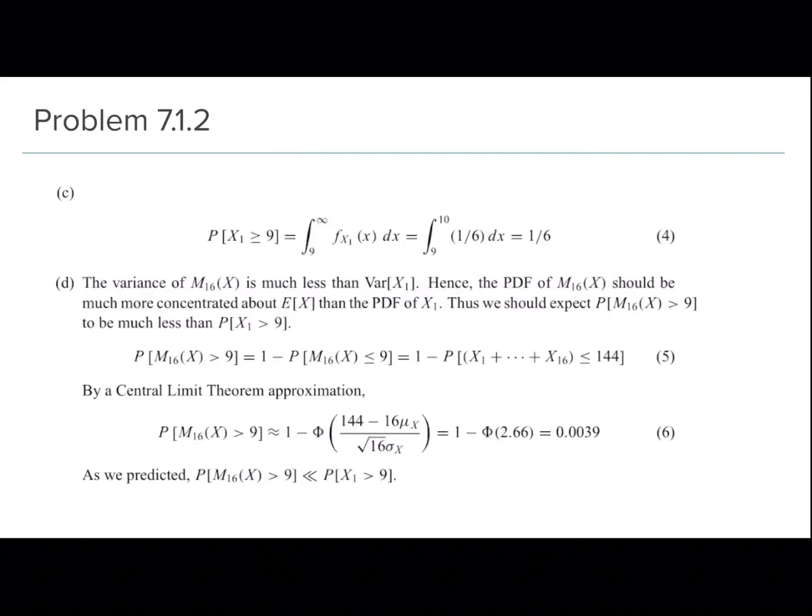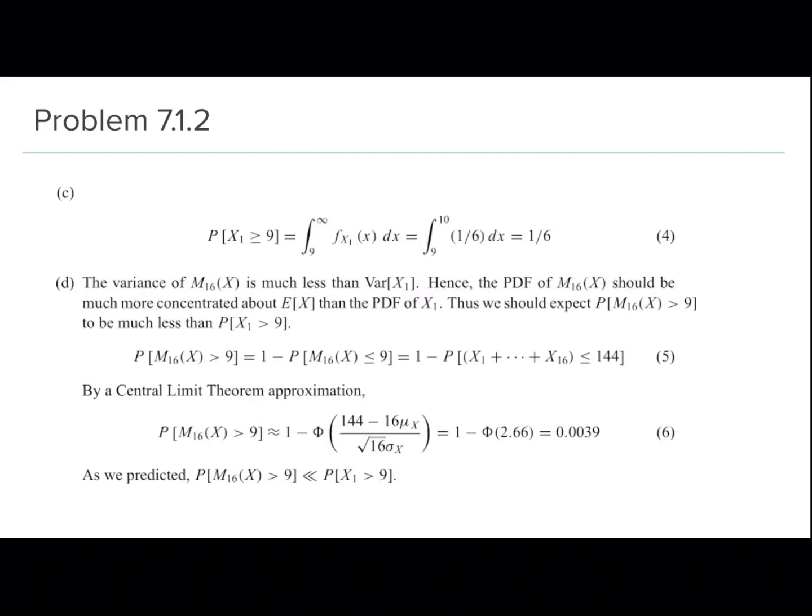So the probability that M16 of X greater than 9 is the same as 1 minus the probability that M16X is less than or equal to 9, and this can be replaced by something like a CDF, right? M16X is nothing but X1 plus X2 till X16 divided by 16. So 1 minus P of M16X less than or equal to 9 is the same as 1 minus P of X1 plus X2 till X16 divided by 16 less than or equal to 9. So we take 16 to the right hand side and we get 1 minus P of X1 plus X2 till X16 less than or equal to 9 times 16, which is equal to 144.